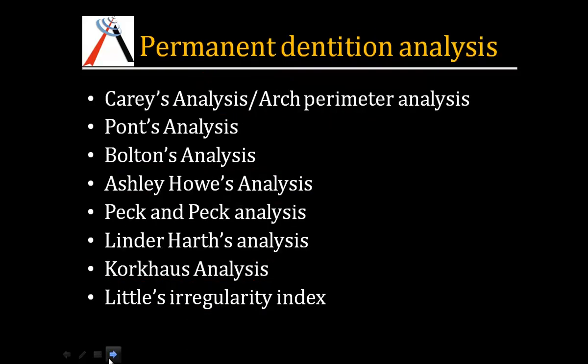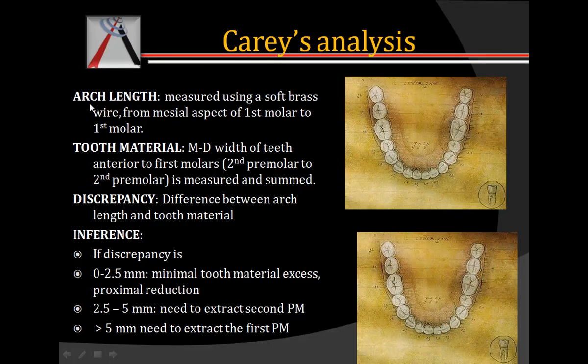Next, coming to the permanent dentition analysis. We have the Caries analysis or the arch perimeter analysis, the Pont's analysis, Bolton's analysis, Ashley-Howe analysis, Peck and Peck analysis, Linder-Harth's analysis, Korkhaus's analysis and the Little's irregularity index. First is the Caries or the arch perimeter analysis.